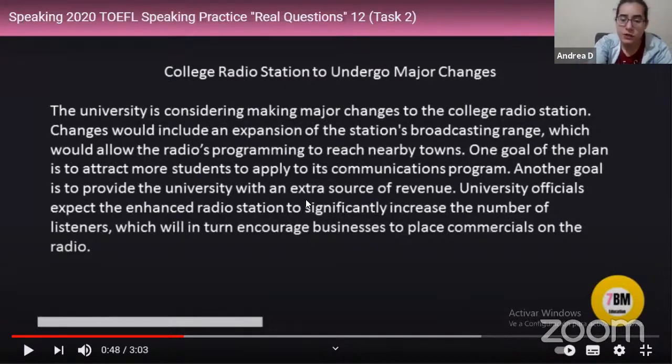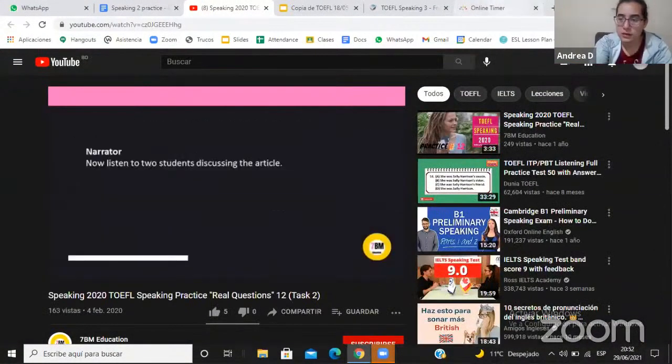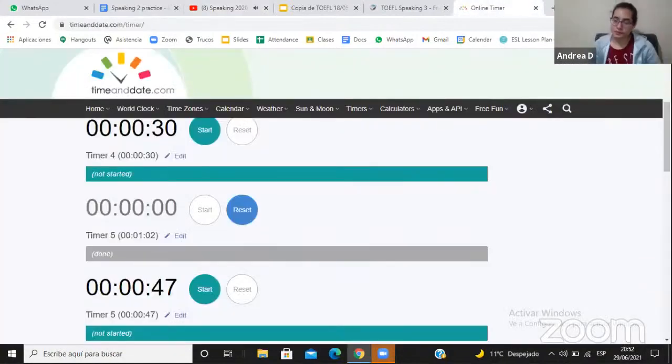Now we will listen to the conversation. Let's see what the student thinks about this change. Now listen to two students discussing the article. What do you think of the proposal?